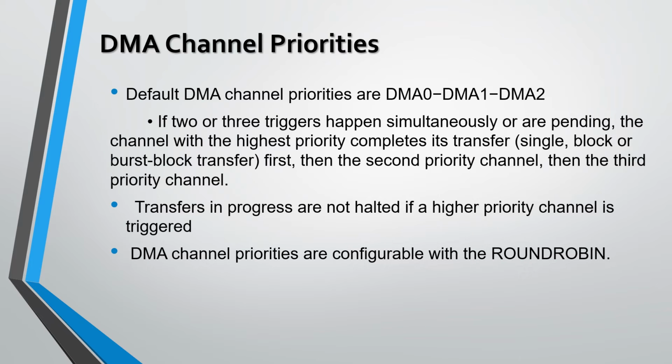Then the DMA channel priorities. If 2 or 3 triggers happen at the same time or are pending, the channel with the highest priority completes its transfer first, then the second priority channel, then the third priority channel. For example, single, block or burst block transfer, whatever transfer occurs. The transfer in progress is not halted if a higher priority channel is triggered. DMA channel priorities are configurable with the round robin. The default DMA channel priorities are DMA 0, then DMA 1, then DMA 2.